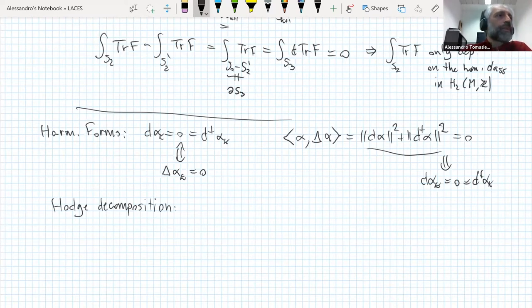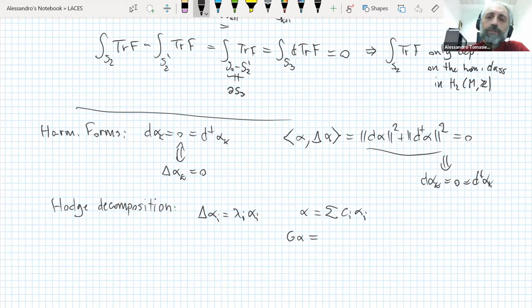So how do we show this? Well, consider the eigenvalues again. Now i is not the degree, but rather a label over the spectrum. And so any alpha can be expanded in this basis of eigenfunctions, or eigenforms, of the Laplacian. And I want to define an operator G, which is morally the inverse of the Laplacian. So G stands for Green's function, Green's operator.